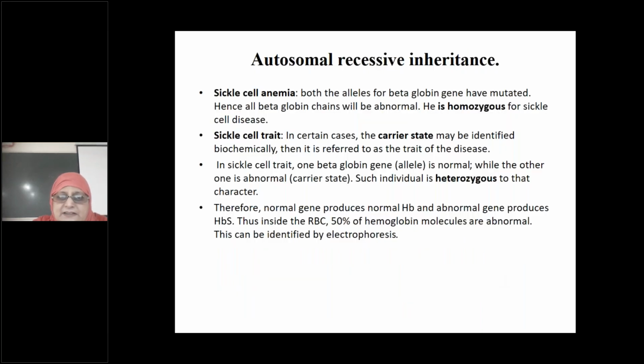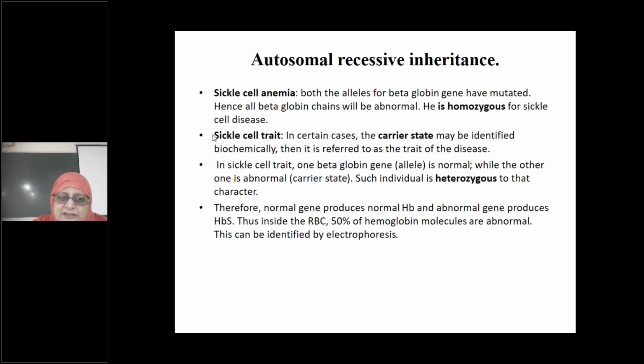Now we have said that sickle cell anemia has an autosomal recessive inheritance. That means because both the alleles for the beta globin gene have been mutated, all the beta globin genes will be abnormal. So this person will be homozygous for the sickle cell disease.